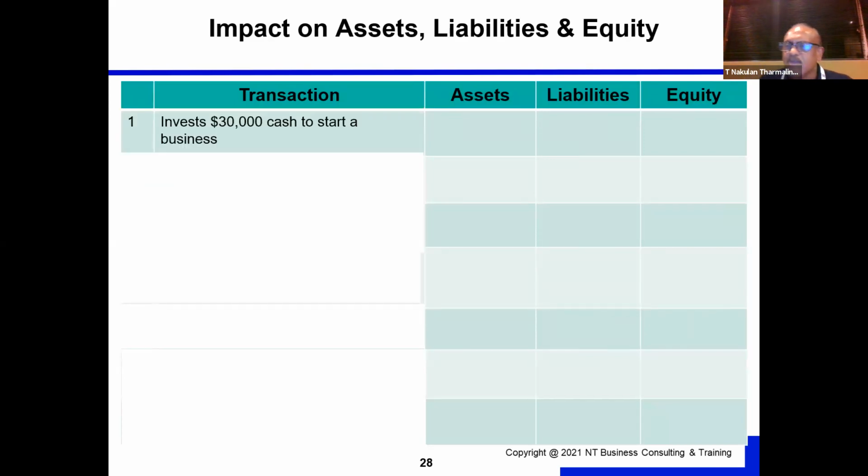Assume you start a business, your law firm, and you put 30,000 in cash to start your business. So when cash comes in, what is cash? Asset. What happens to your asset? Goes up. What are you starting the business with? What is the cash for? Capital. Yeah, equity. Equity goes up. This is Accounting 101, no debits and credits, but really debits and credits are playing here.